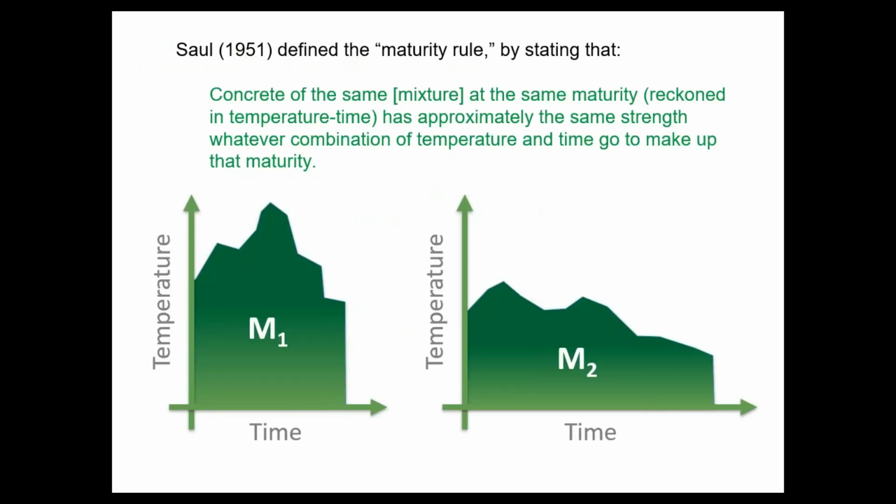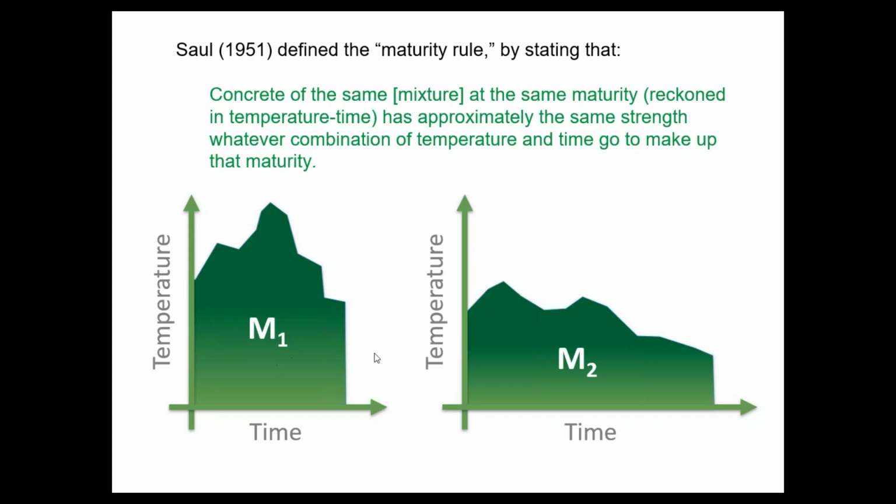The concept goes back to the early 50s, where Saul published a paper and defined the maturity rule by stating that concrete of the same mixture at the same maturity, which is basically a function of time and temperature, has approximately the same strength, whatever the combination of temperature and time that goes to make that maturity up. So if you have high temperatures and you gain maturity index in less time, you'll achieve basically the same strengths.